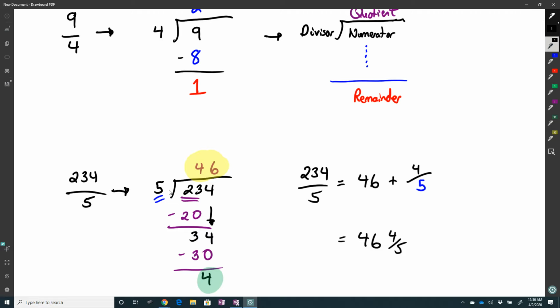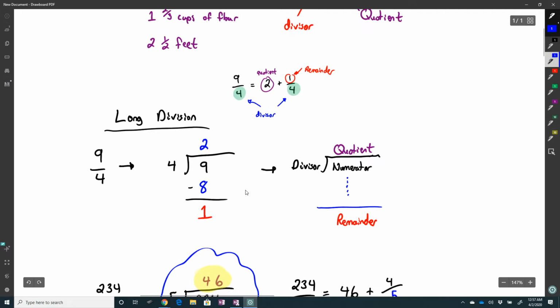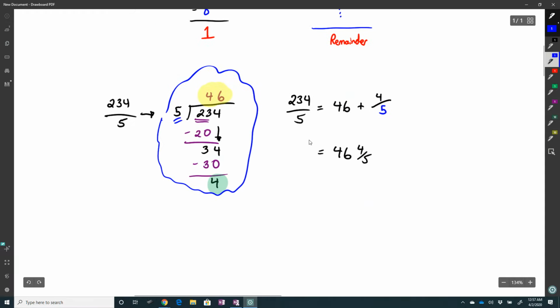Okay, but this process is what we're going to go over today. We're going to go over long division. And it's exactly the same as what I just did with regular numbers, except instead of numbers, we're going to be dealing with x's. Okay?